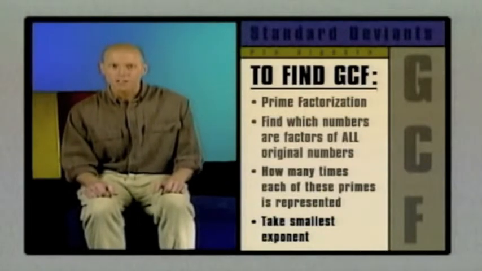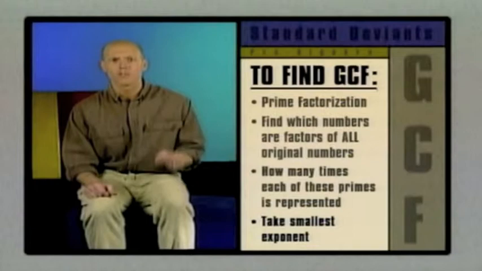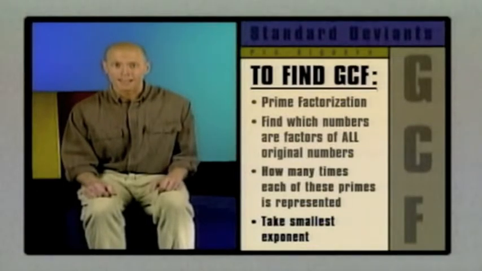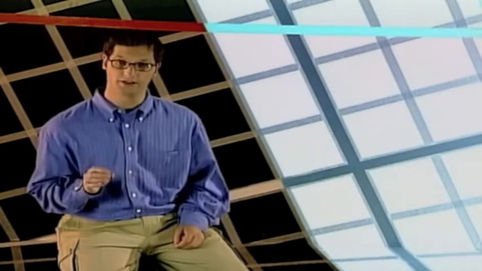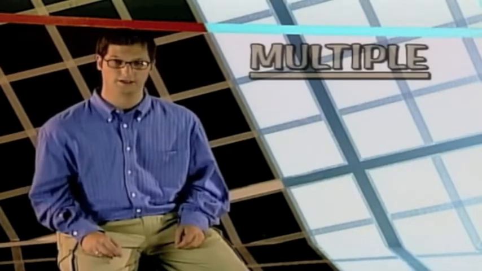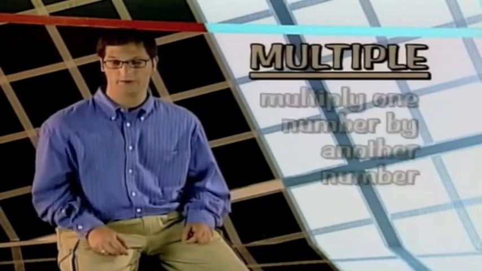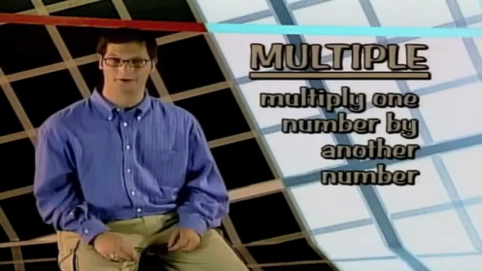Now we're going to take a look at something that's kind of like the cousin of the GCF, but with its own identity. Section D, the least common multiple. Before we get into the least common multiple, or LCM, let's take a minute and talk about what a plain old multiple is. A plain old multiple is what you get when you multiply one number by another number.